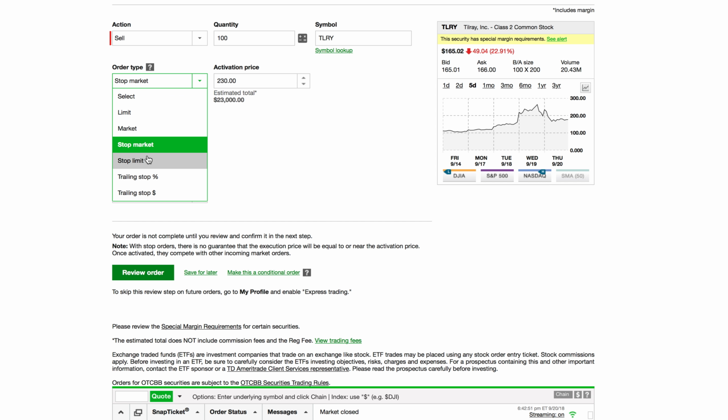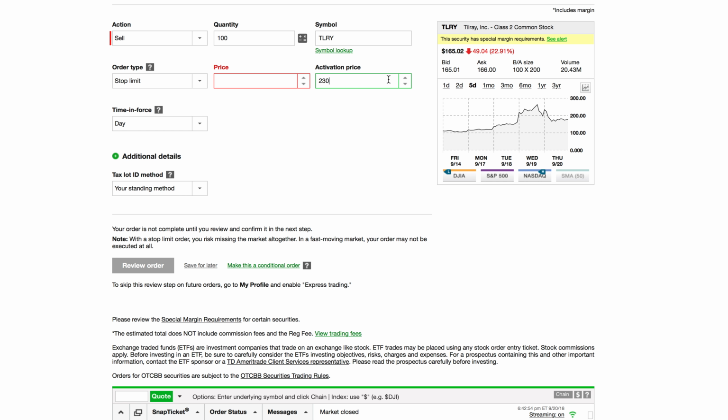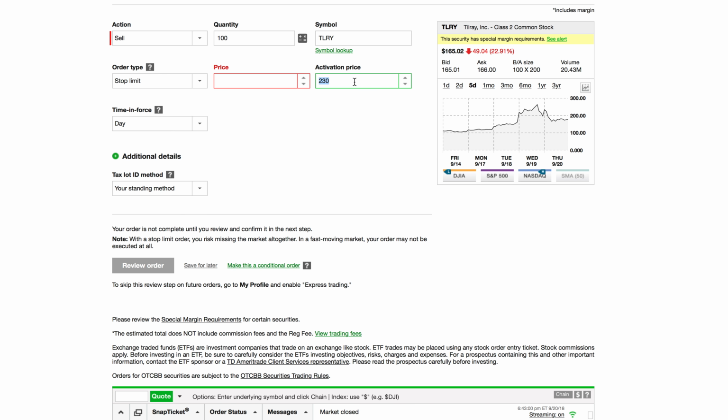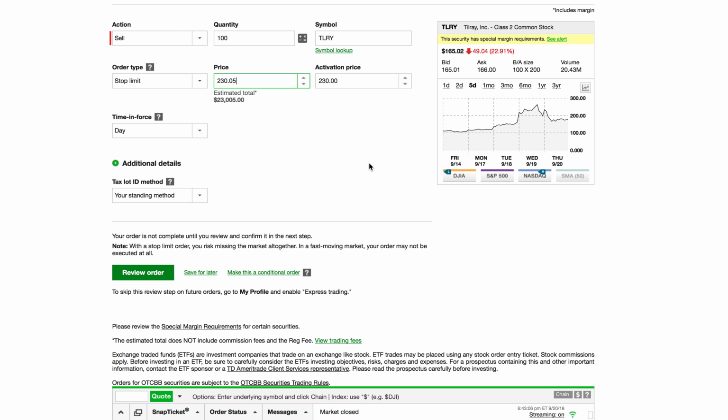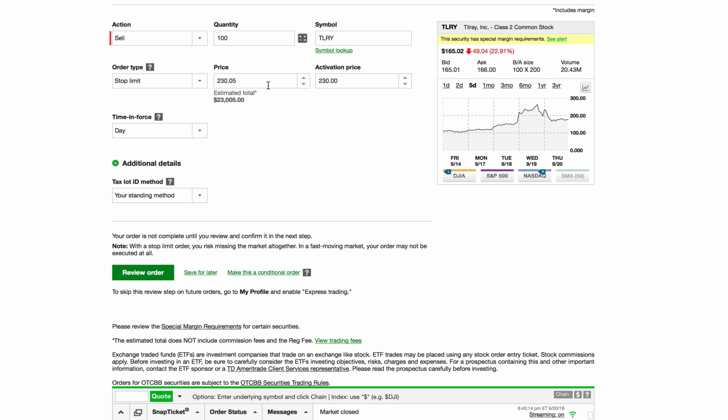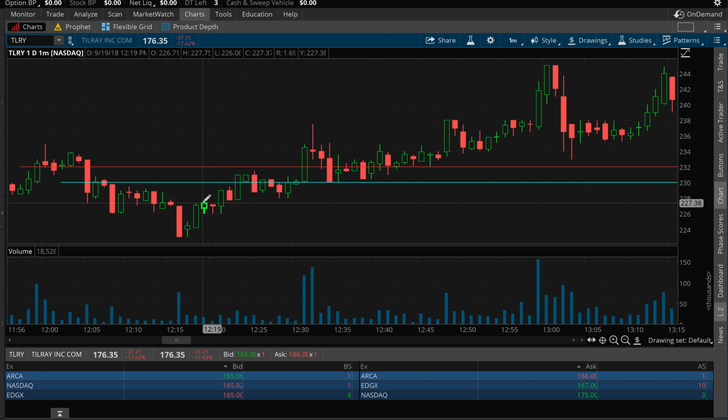Now, you could do a stop limit, and you could say that you bought at 232. You want to sell if the price gets down to 230. That's the activation of the stop. But you don't want to sell unless it's at 230.05. So that gives you a couple different ways that you can control this. You can say, I want to sell if it hits 230, but it's got to be at 230.05 or better. So that makes it to where you limit your risk a little more, which is even better.